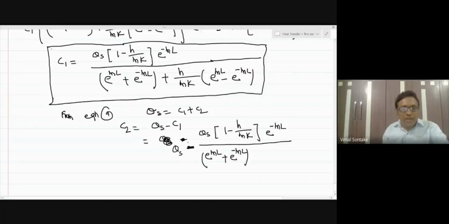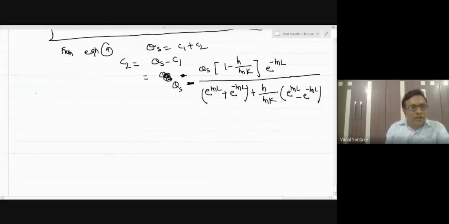So theta s minus this entire term, the entire numerator and denominator, h over mk e to the power ml minus e to the power minus ml. So let us simplify this. Simplification will give me the value of C2. So what I am doing now, see, I will multiply this entire term with theta s, then I will multiply theta s along with these different terms. So let us do these two activities simultaneously.